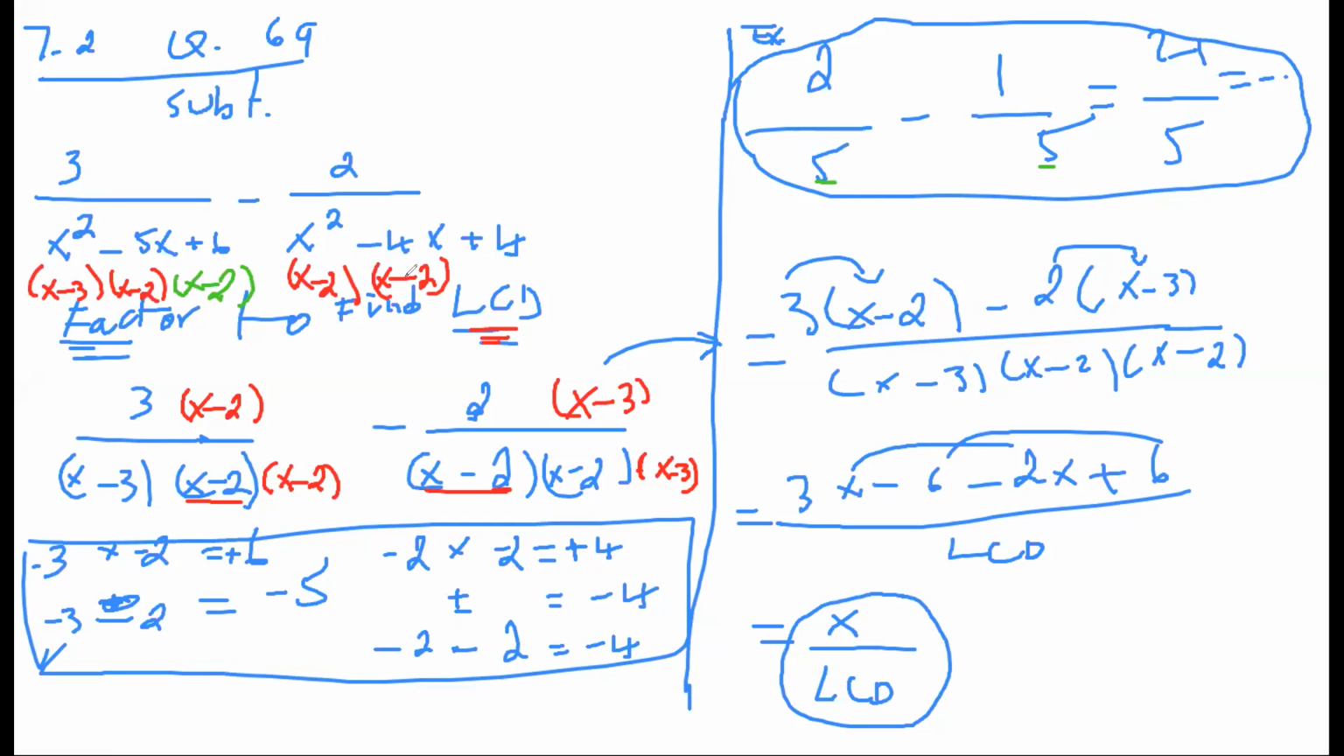Why? Because this one has two of them. This must also have two of them. If you times the bottom here, you got to times the top by the same thing.